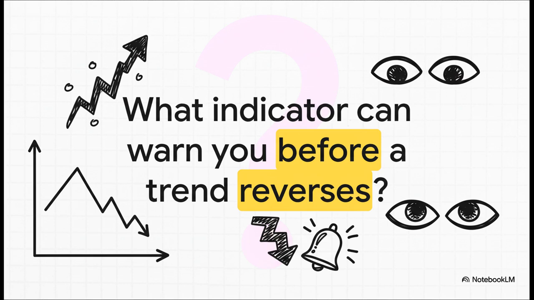So let's put this all together. We've seen how moving averages are absolutely fantastic trend-following tools. They confirm that a trend is happening and help you stay in it. But that leaves one really important question, doesn't it? How do you know when that trend is running out of steam? What indicator can actually warn you before the whole thing reverses? Well, that's a whole different kind of tool for a whole different job.